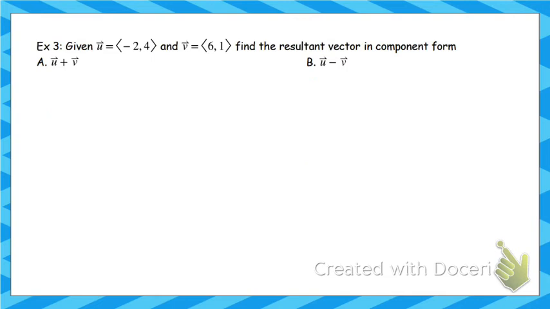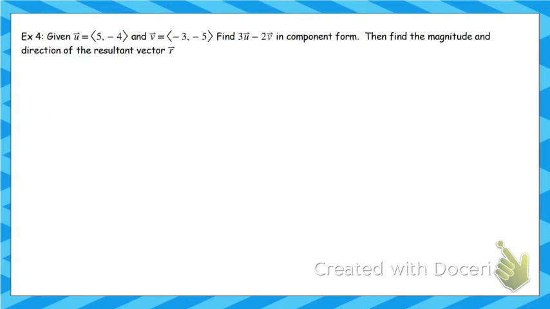All right, let's do one more, but let's do a little bit of extra review with it. So we've got u and v. We want to find 3u minus 2v in component form. Component form, again, is just what we've been doing.